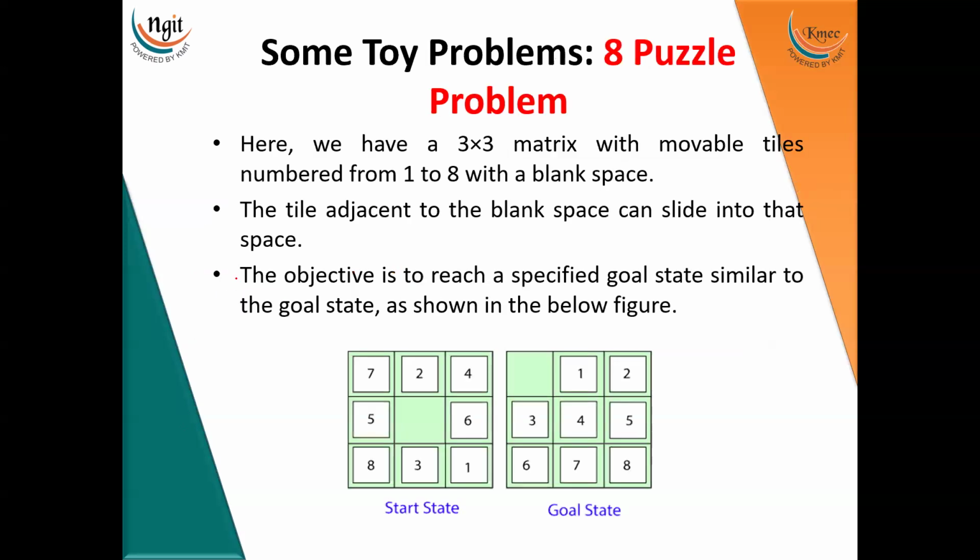And coming to one more toy problem, everyone is familiar with this, I think. The 8 puzzle problem. This is the given start state and this is the goal state. We have a 3 by 3 matrix with movable tiles numbered from 1 to 8. The tile adjacent to the blank space can slide into that. Here the blank is there, so we can move 5, 2 or 6 or 3 into this particular blank space. And the objective here is to reach a specified goal state similar to the goal state given here.